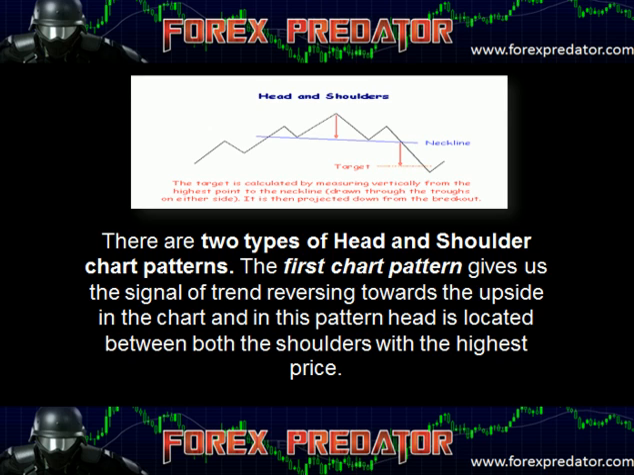So as you can see here, there are 2 types of head and shoulder chart patterns. The first chart pattern gives us the signal of a trend reversal towards the downside in the chart. In this pattern, the head is located between both shoulders with the highest price. So what you're seeing here is, let's say this was the GBP or the US dollar, whatever pair you want to analyze, it's taken up, it breaks through resistance, it finds support, it then goes to a higher high, getting to resistance, but unfortunately it comes down.